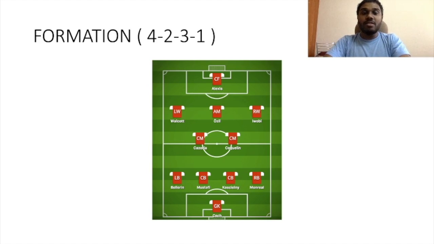The formation which I have chosen is 4-2-3-1. Basically, this formation covers the length and the breadth of the field and has been sought by most managers. This formation increases the pass fluidity between the team and therefore is one of the most famous formations used in football.